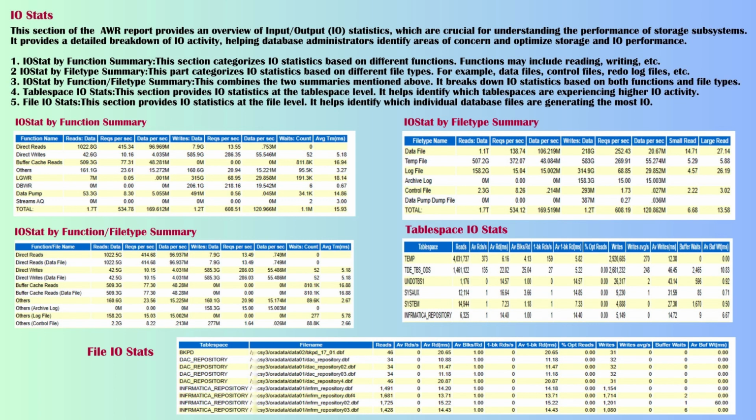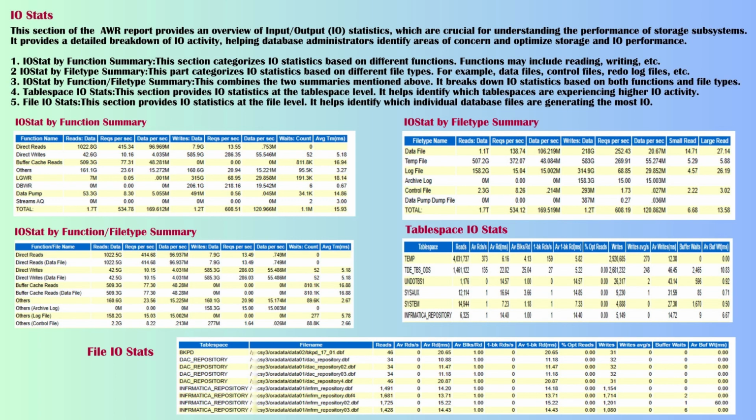IOStat by function summary. This section categorizes I/O statistics based on different functions. Functions may include reading, writing, etc. This breakdown helps in understanding which types of I/O operations are consuming more resources.